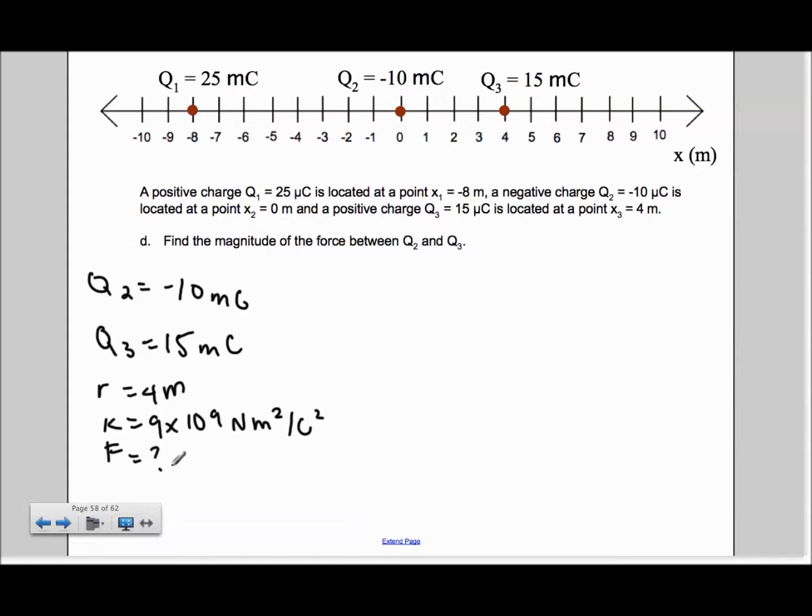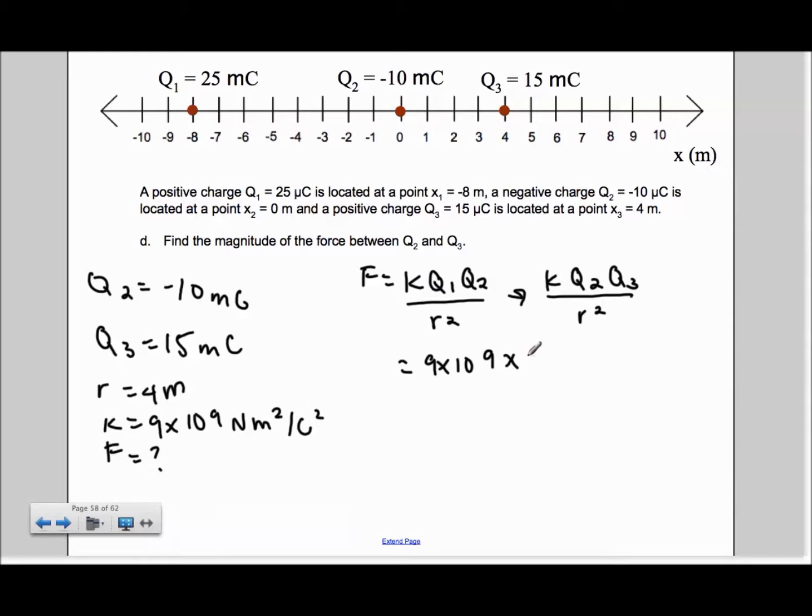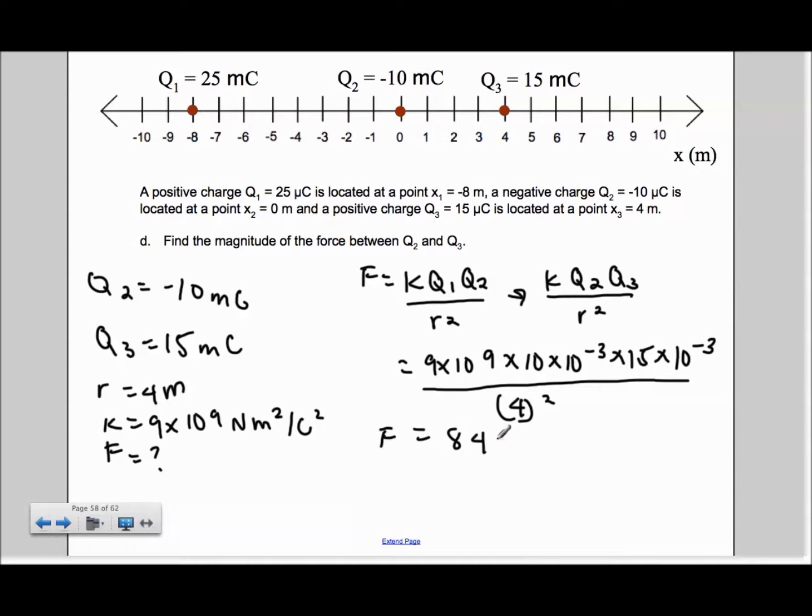So we use the equation force is equal to K Q2 Q3 over R squared. Plugging in our numbers, we get force is equal to 9 times 10 to the 9 times 10 times 10 to the negative 3, since this is millicoulombs, times 15 times 10 to the negative 3, since that is also millicoulombs, over 4 squared. Simplifying this, we get that force is equal to 84,375 newtons.